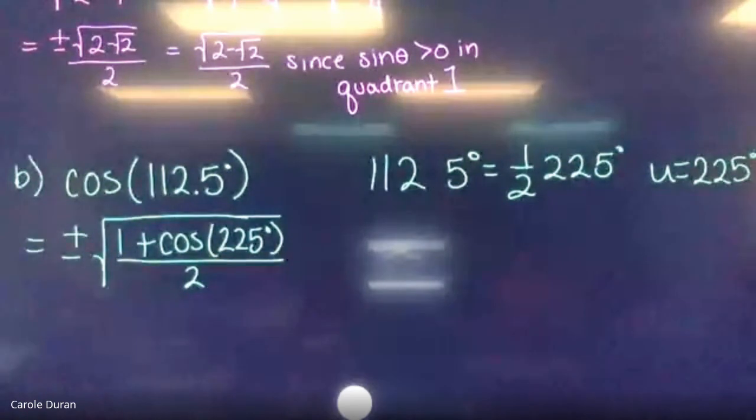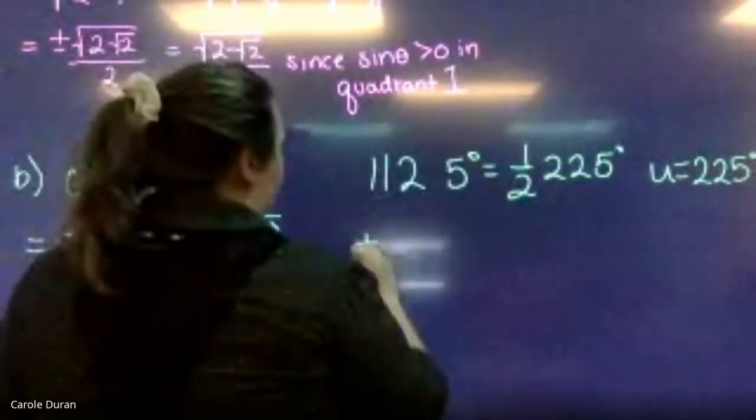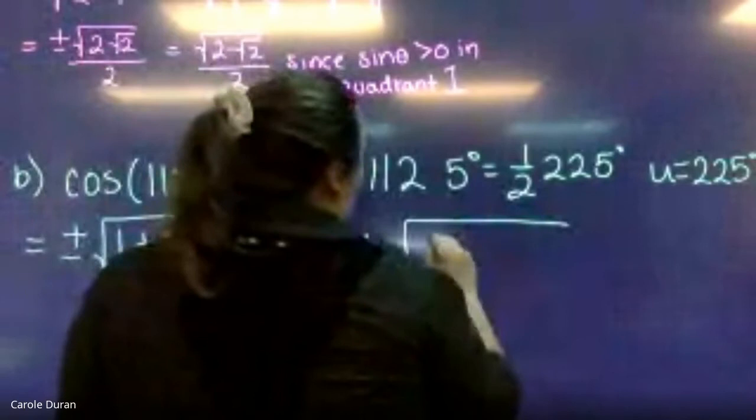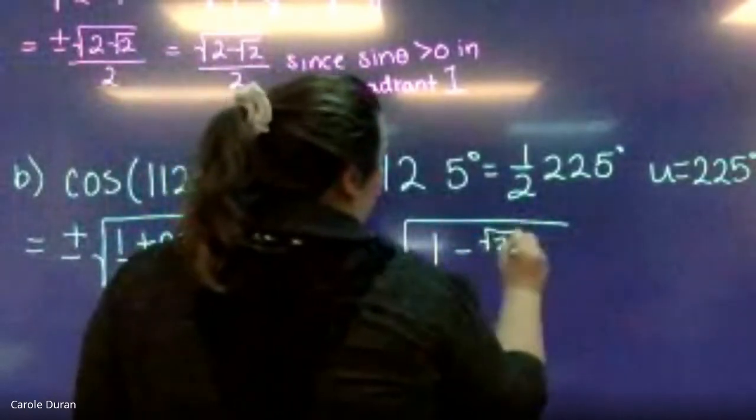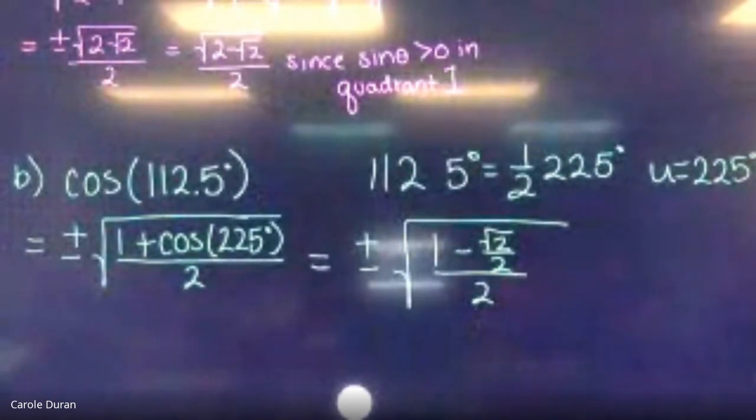So what exact value am I pulling from my unit circle? Negative square root of 2 over 2, because that's what cosine of 225 degrees is equal to. So then this becomes the positive and negative square root of 1 minus the square root of 2 over 2, over 2, and it's going to simplify just like the previous problem.